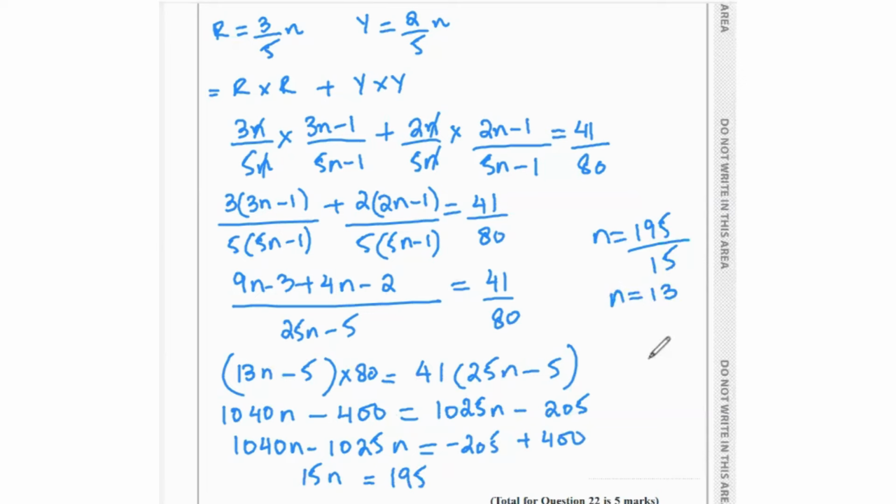So for the probability of yellow counters, we know it was 2n over 5n. So that's 2 times 13 over 5 times 13, which gives us 26 over 65. So yellow counters are 26. That's your answer.